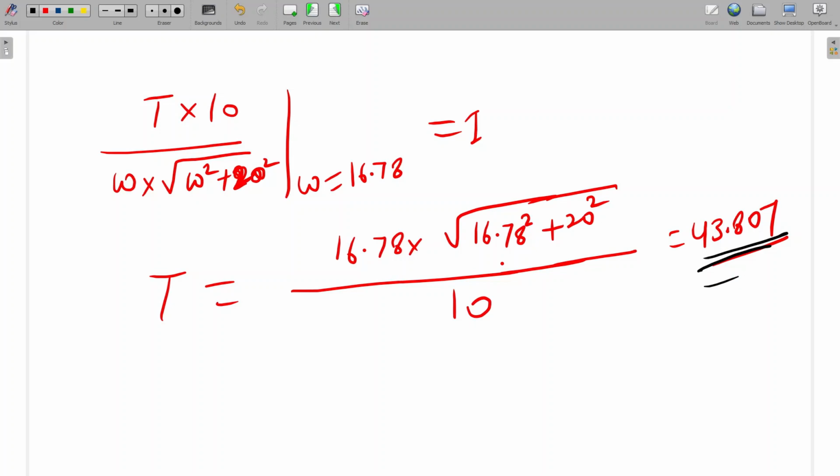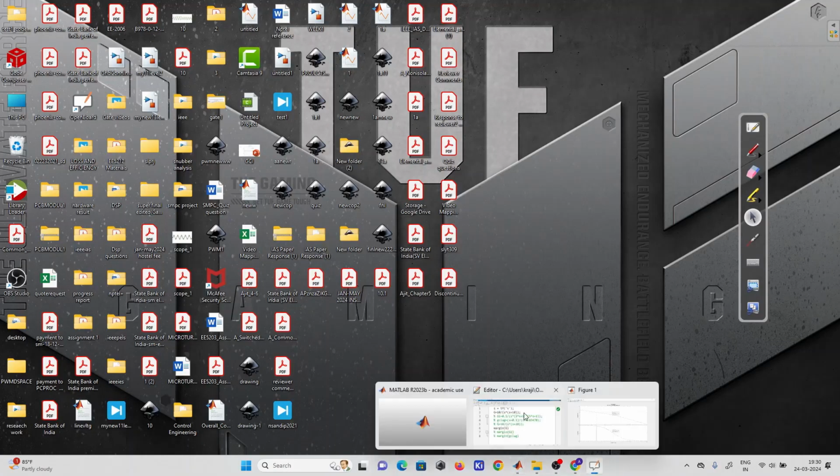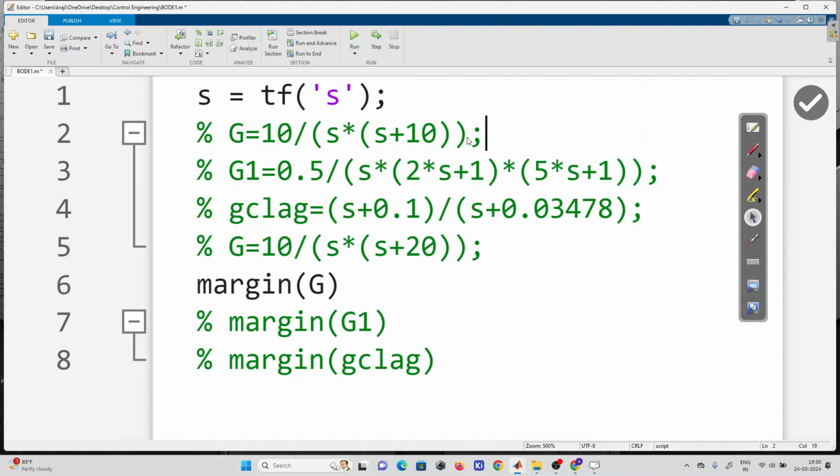So we'll check once with Bode, MATLAB. Is it clear to all up to now? Should I go to MATLAB? Yes, sir. Okay. So that I have also written here. Let's say just R: 10 divided by S into S plus 20. So we'll just do the Bode plot.